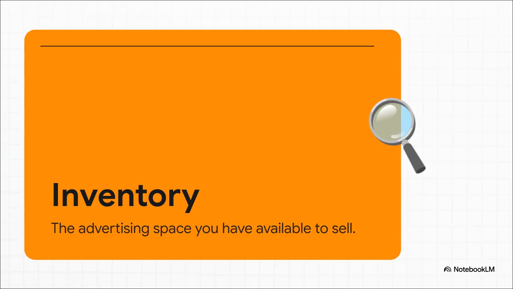Exactly. Every single spot on a website or in an app where an ad could possibly show up, that's inventory. It's the digital real estate, plain and simple. And for the publisher, the website owner, this inventory is their main product. It's what they sell to keep the lights on and make money.